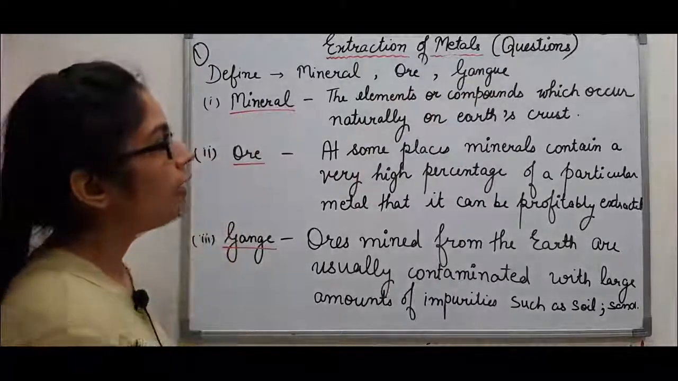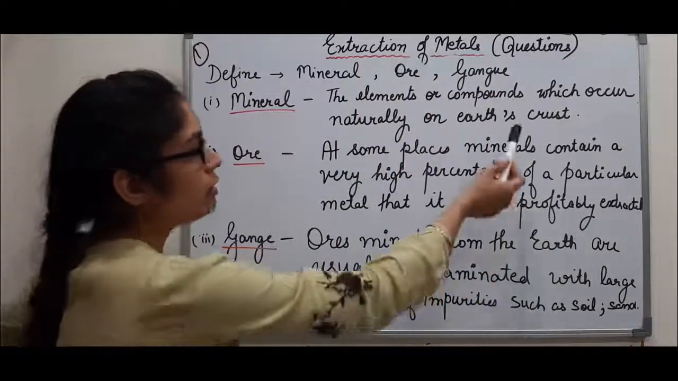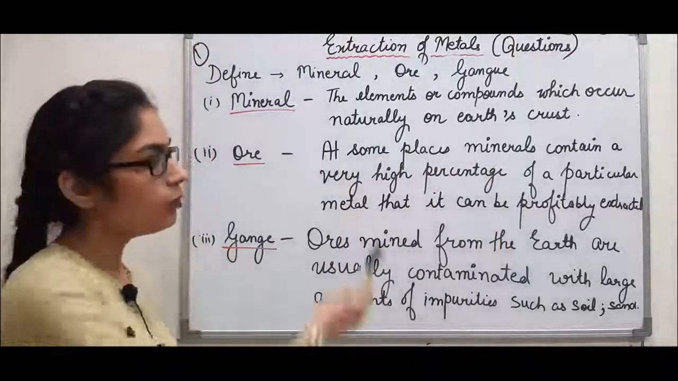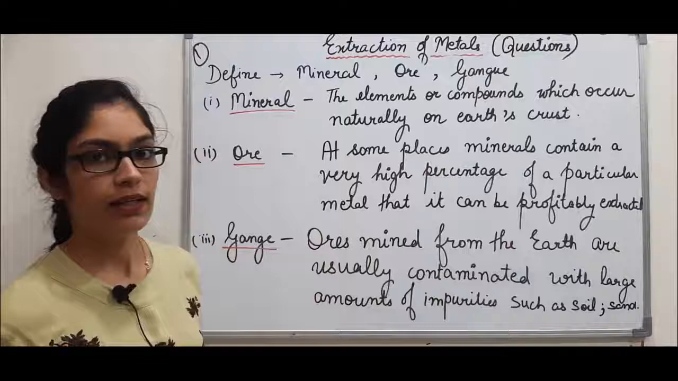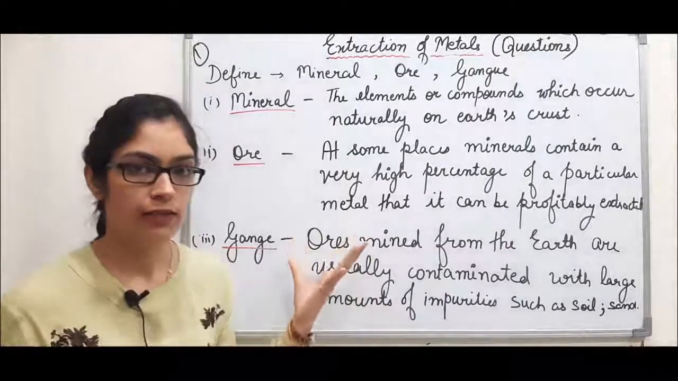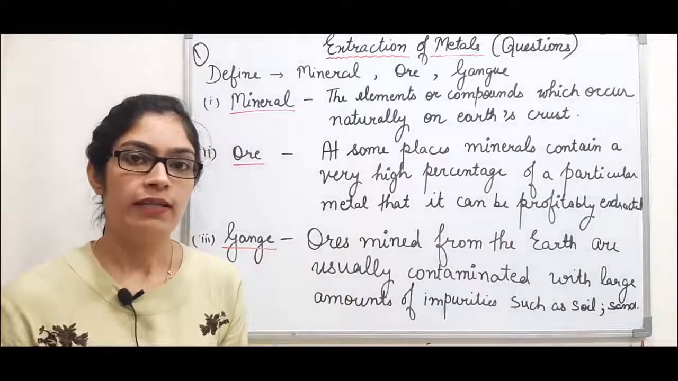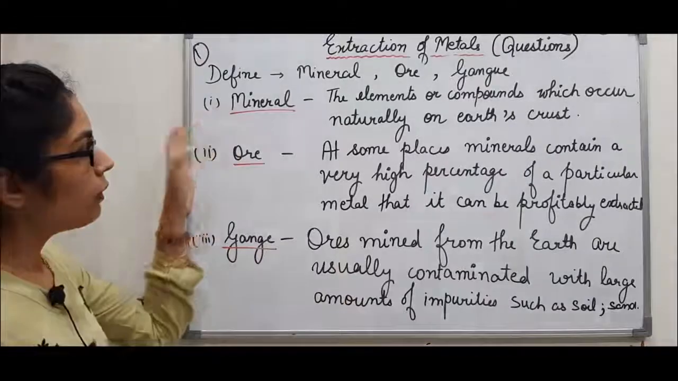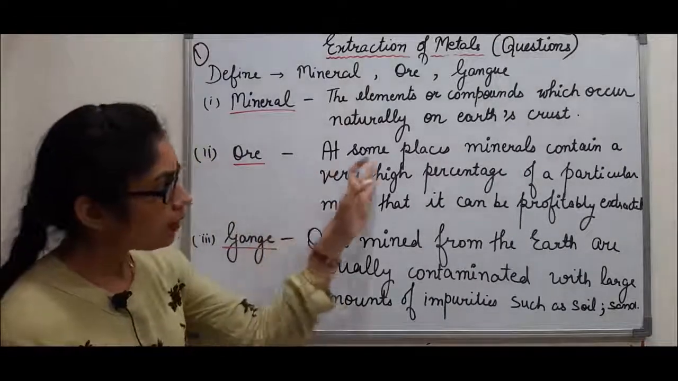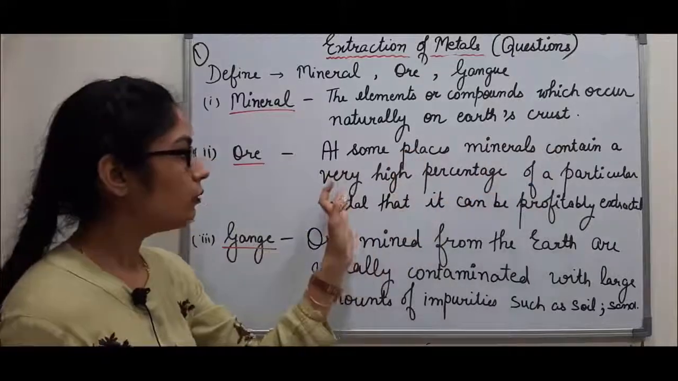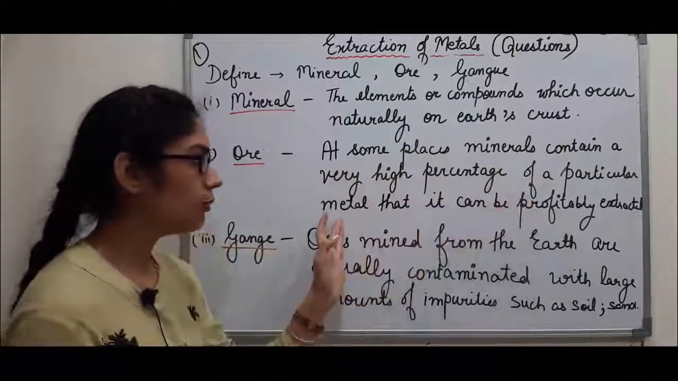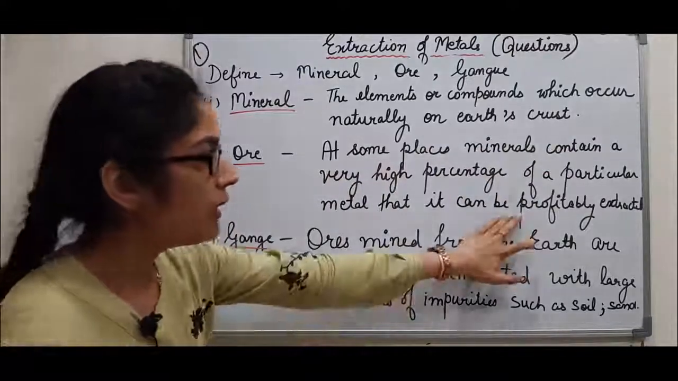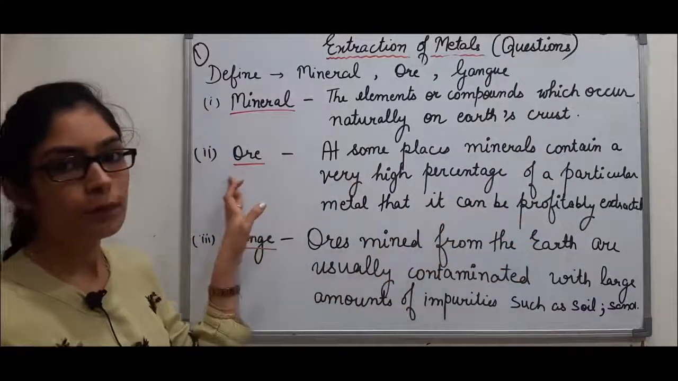Mineral: the elements or compounds which occur naturally in the Earth's crust. If you want, you can note down all the definitions, or you can take a screenshot of them at the starting of the video while I discuss this. Second one is ore. At some places, minerals contain a very high percentage of a particular metal that it can be extracted profitably, and that is known as ore.